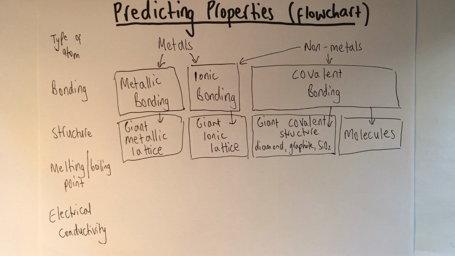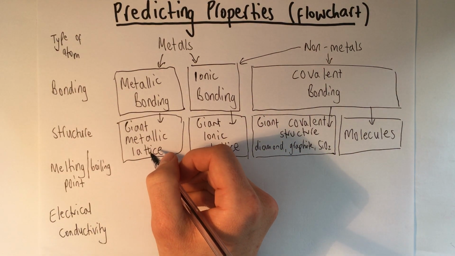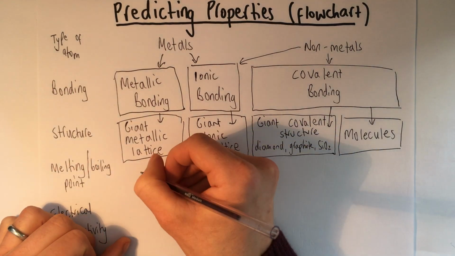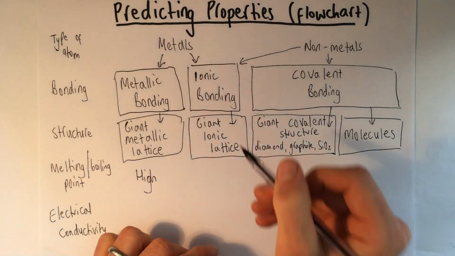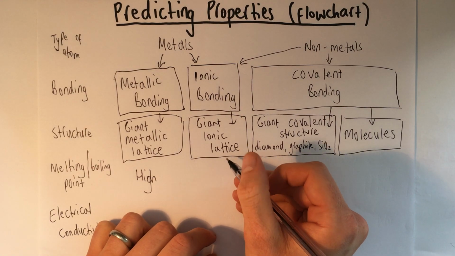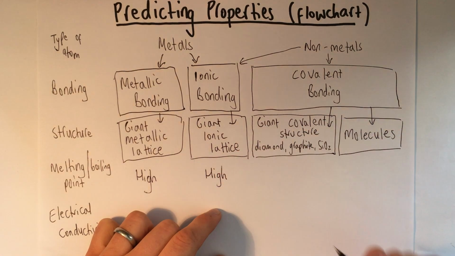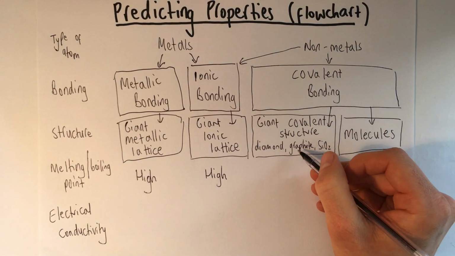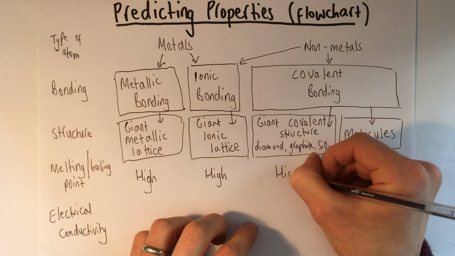So what properties do they give? Well, first of all, giant metallic lattice, we've got that attraction between the positive ions and the delocalized electrons, so that gives it a high melting point and boiling point. Ionic bonding, giant ionic lattice, we've got that attraction between the cations and anions. It gives it a high melting point and boiling point. It's very difficult to break that. Giant covalent structures. We've got covalent bonds that we need to break if we're going to melt it. So again, very high melting points and boiling points.